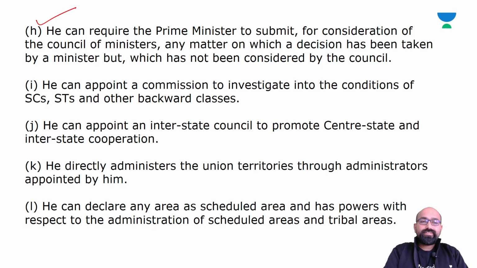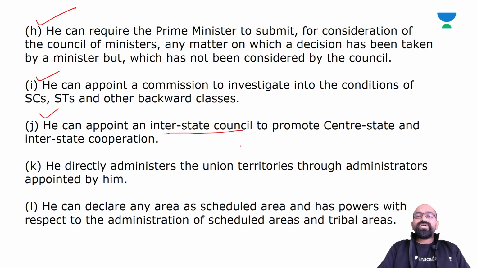Now, yes, then he can appoint a commission to investigate into conditions of scheduled castes, scheduled tribes, and other backward classes. So, the President can appoint a commission to investigate into the conditions of SCs, STs, and OBCs. Now, the President can appoint interstate councils to promote center-state and interstate cooperation. He directly administers the union territories through administrators appointed by him. Yes, directly administers the union territories through administrators appointed by him.